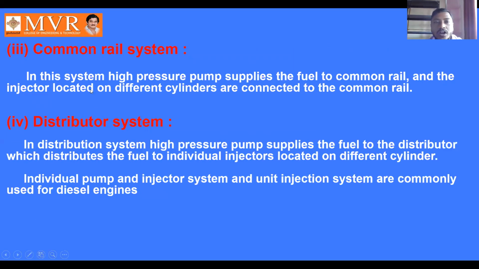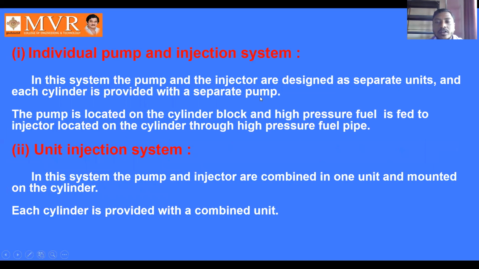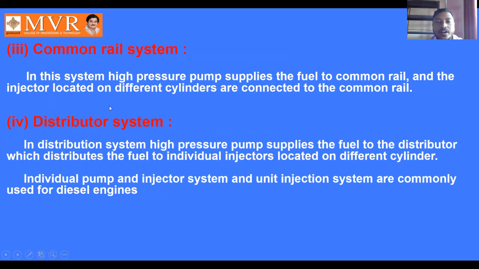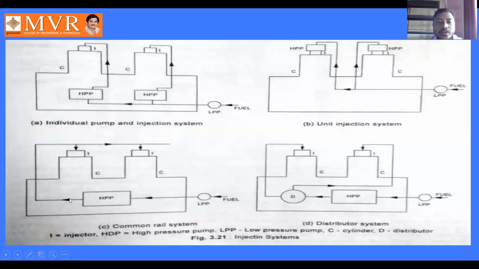About the common rail system, in this system a high pressure pump supplies the fuel to a common rail, and the injectors located on different cylinders are connected to the common rail. By using the common rail, we distribute the fuel supplied by the high pressure pump.